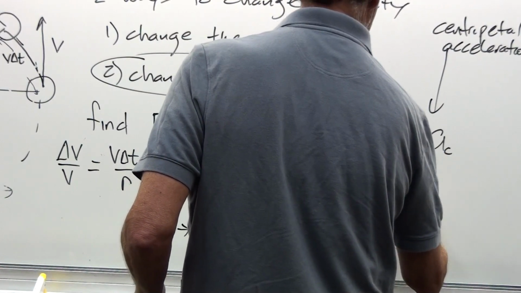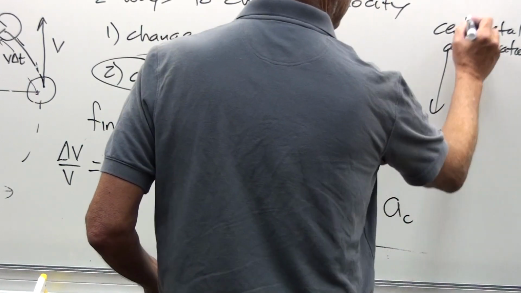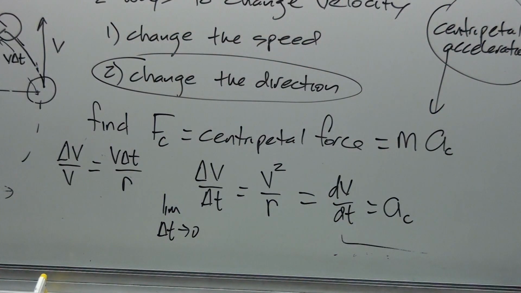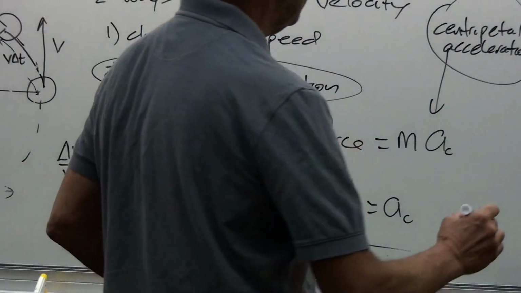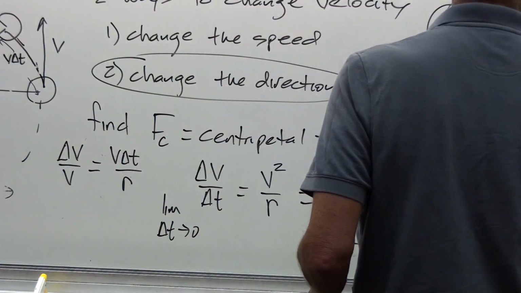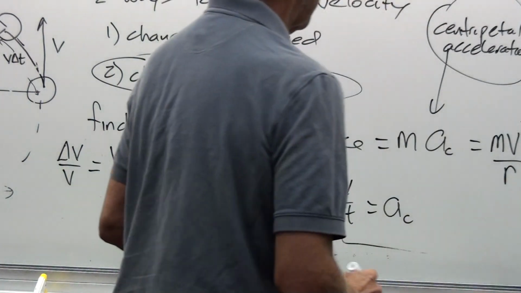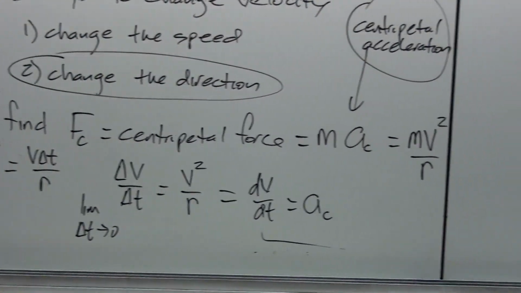And this is a special kind of acceleration that we call our centripetal acceleration, a_c. So that's equal to v squared over r. Now, our centripetal force is going to be m times a_c, or mv squared over r. So that's our expression for the centripetal force.